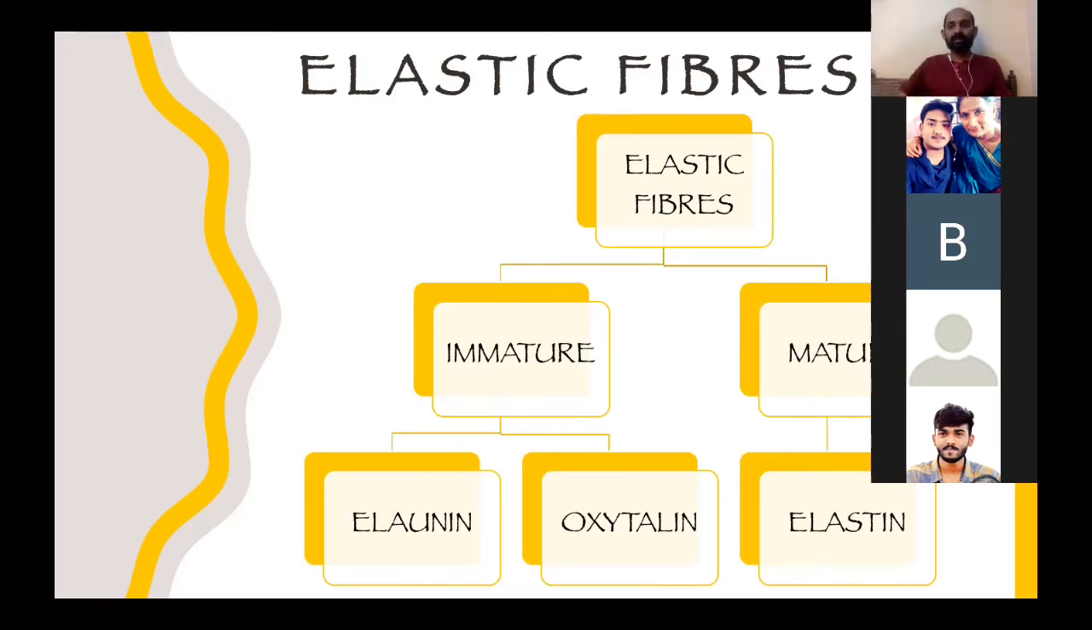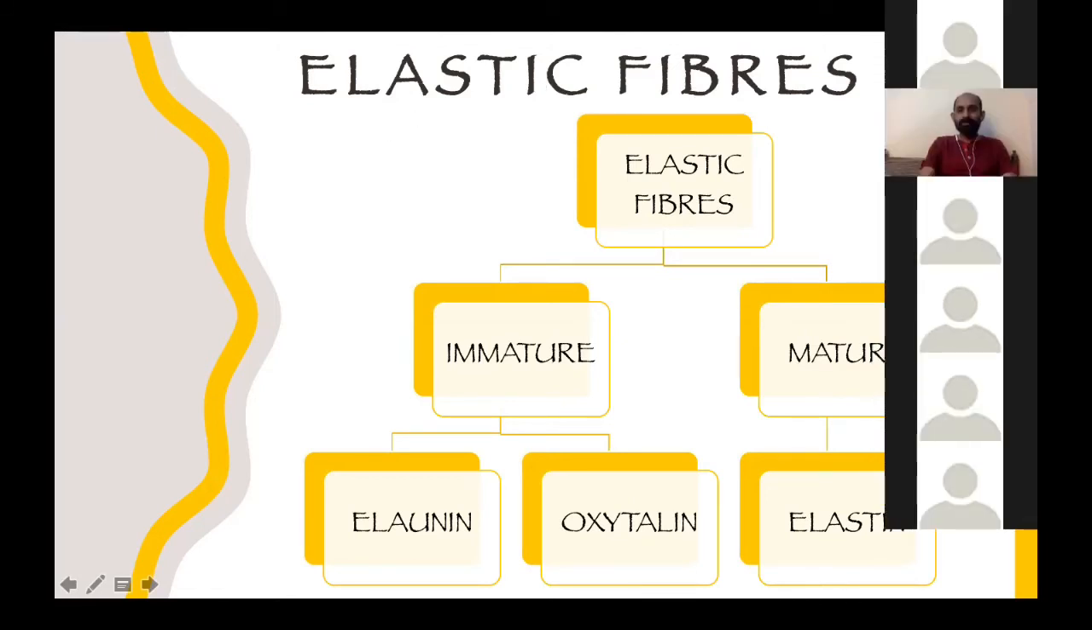These elastic fibers are present. Okay, so these elastic fibers are categorized into two groups. One is called immature fibers, and number two, the mature fibers. The mature fiber is what is called the elastic fiber, and the immature fibers are called the elaunin and oxytalan fibers. So the three groups of fibers are elastic, elaunin, and oxytalan. Among these, elastic is a mature fiber, and elaunin and oxytalan are immature fibers.